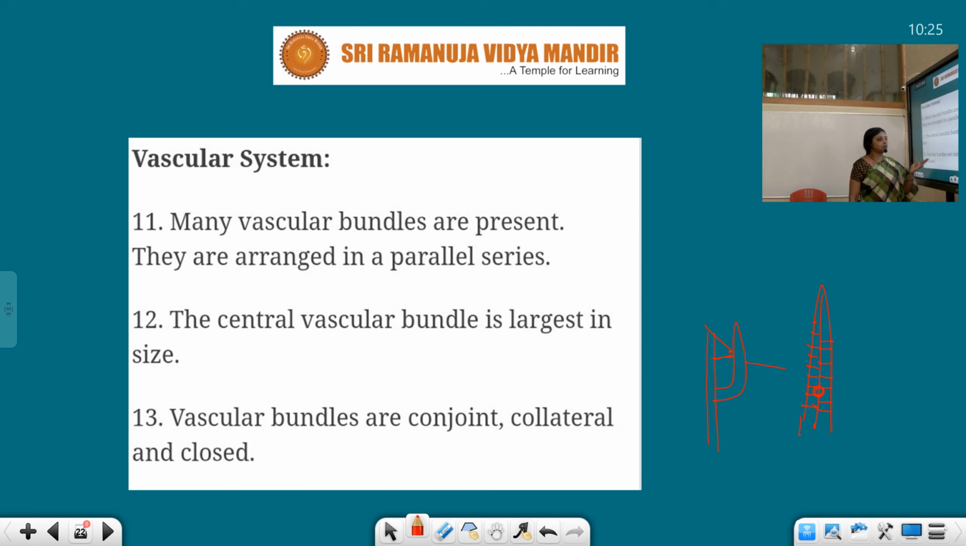The vascular bundles are conjoint, collateral and closed. Here also the vascular bundles are conjoint: xylem and phloem are in the same bundle. Collateral, they are placed side by side, and closed, that means no cambium ring is present.